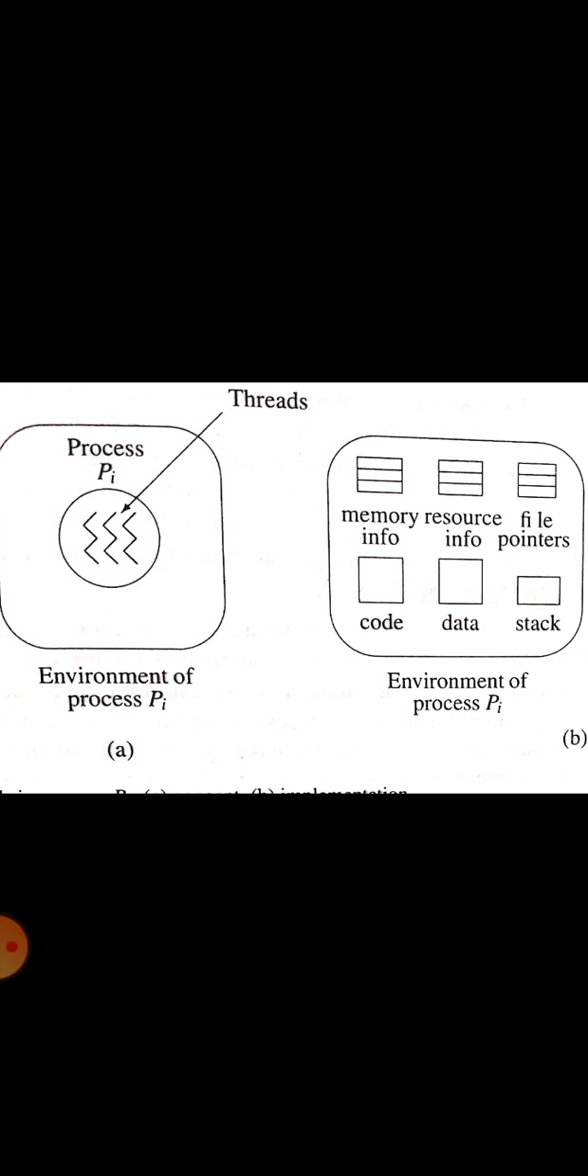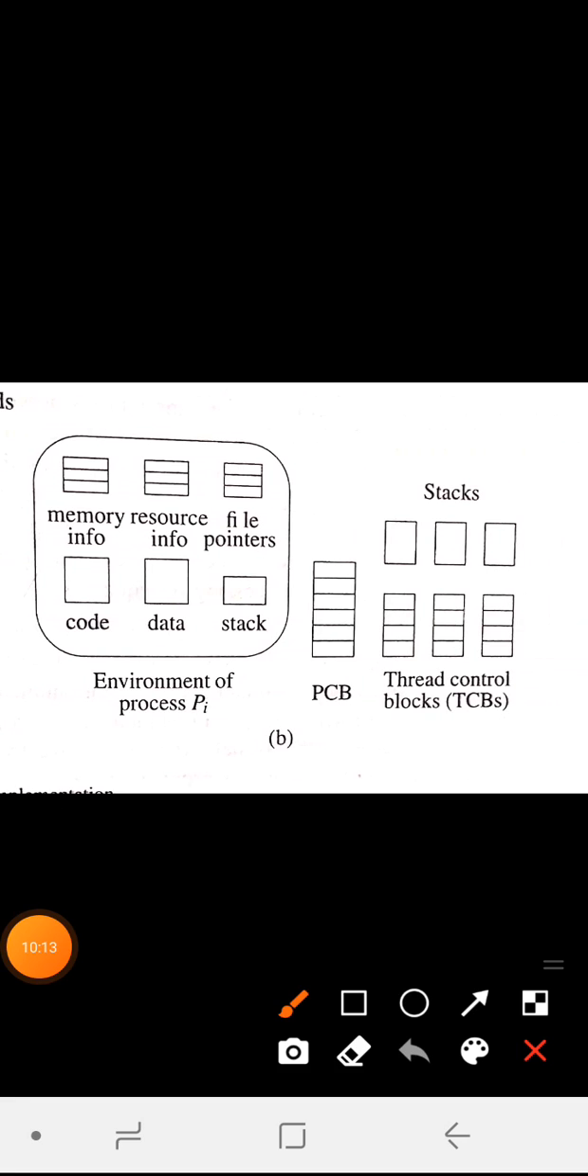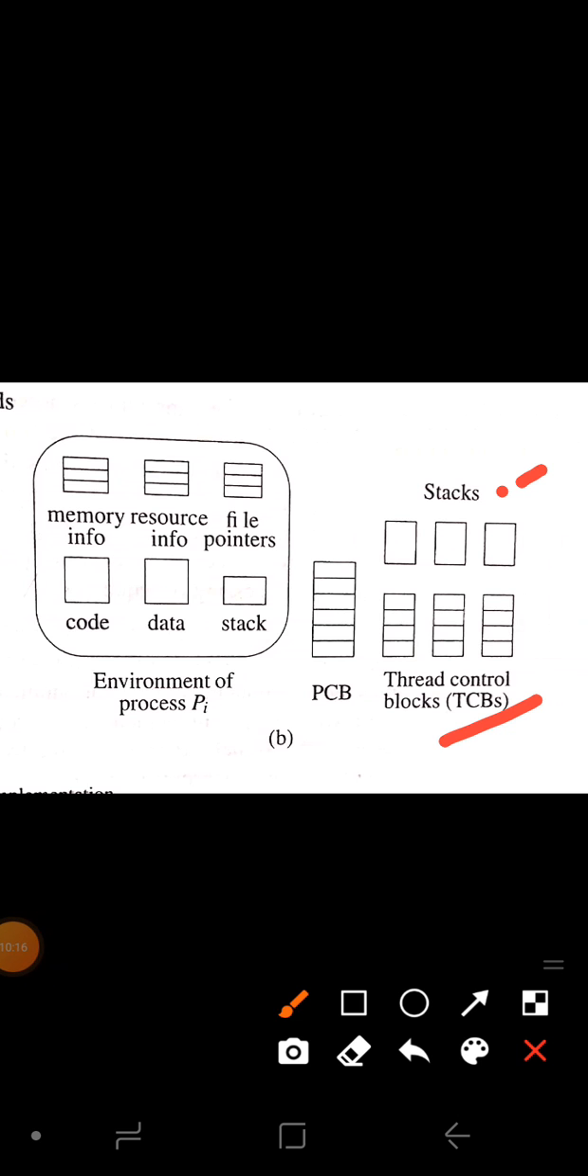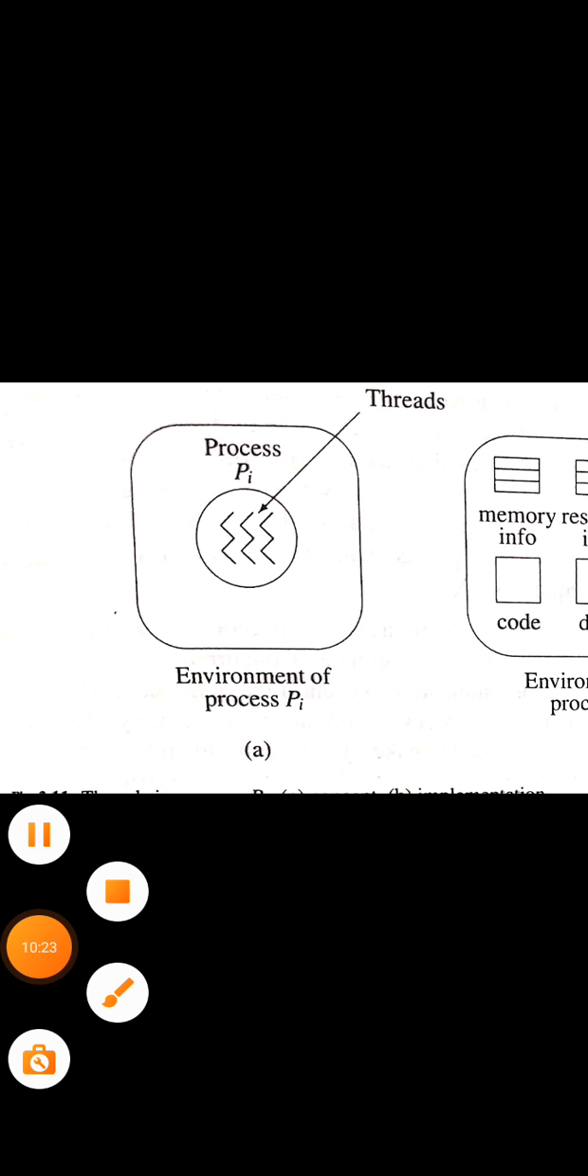Now you can see this process Pi has three threads. For these three threads, the kernel will allocate the stack and thread control blocks. The threads belong to the same process Pi, therefore these threads will be executed in the environment of Pi. So the OS will save only the CPU state and the stack pointer while switching between the threads of the same process.